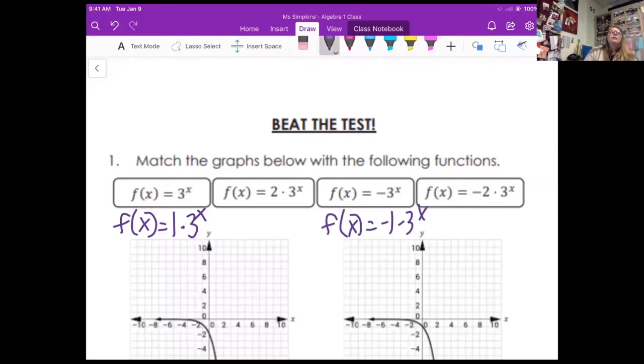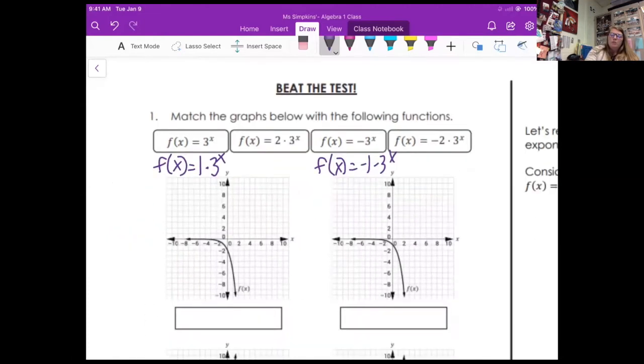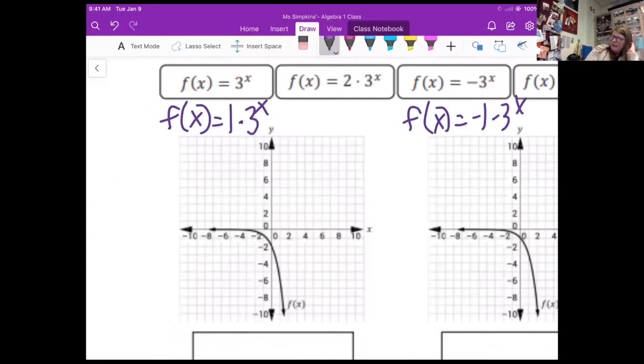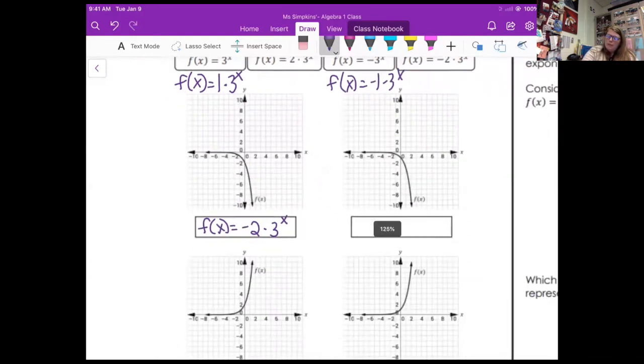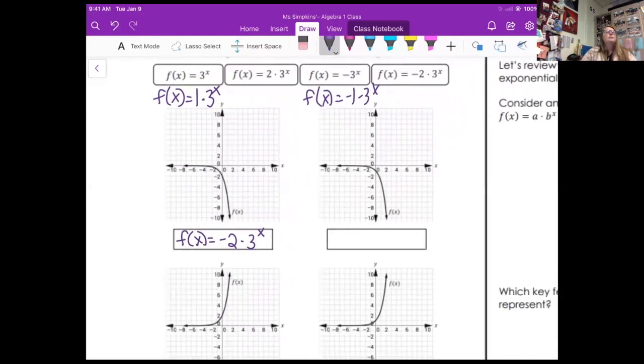So they all have a 3 to the x. So all I care about is where are they crossing the y-axis? That is the other number that we're worried about. If we look at the first graph, where is that crossing the y-axis? -2. So it would have to be f of x equals -2 times 3 to the x. There's not another option because it crosses at -2. So I want you to try and match the other 3 graphs based on their y-intercept.